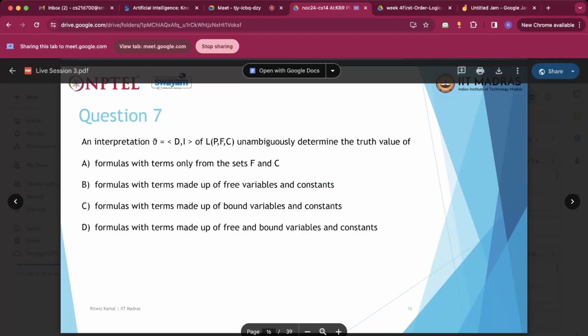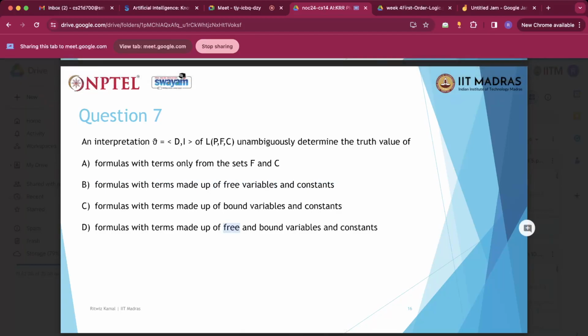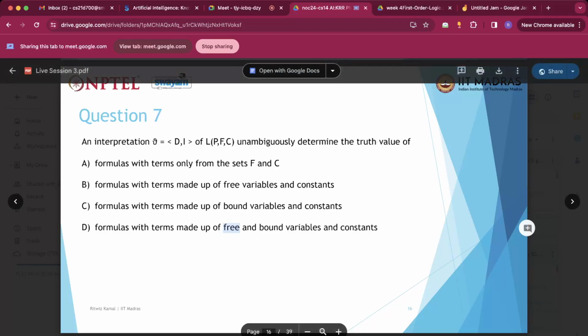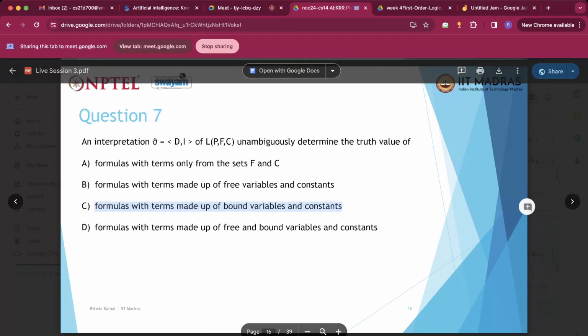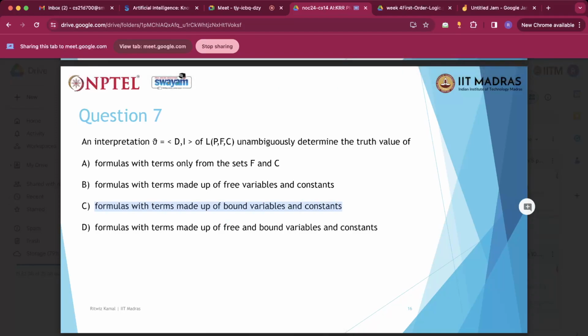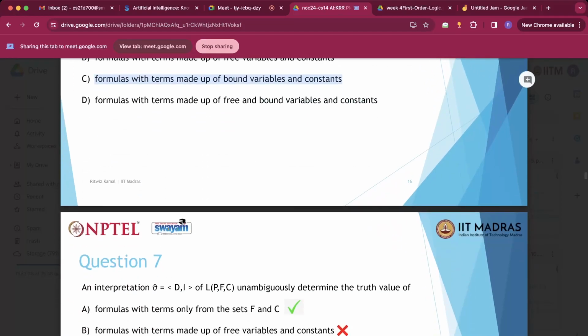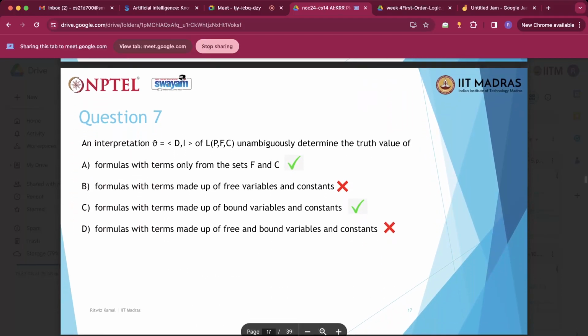Option D again mentions a free variable, so again we can say that option D is incorrect. Let's look at option C, formulas with terms made up of bound variables and constants. Now the variable is not free, so we can look over all the possible values that the variable can take, and we can unambiguously determine the truth value of that formula. So the correct options would be A and C.